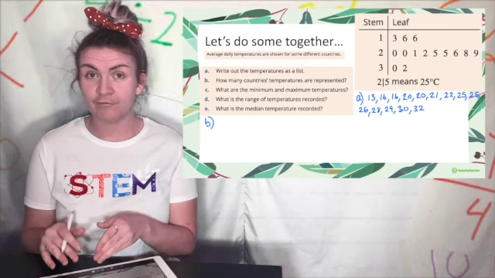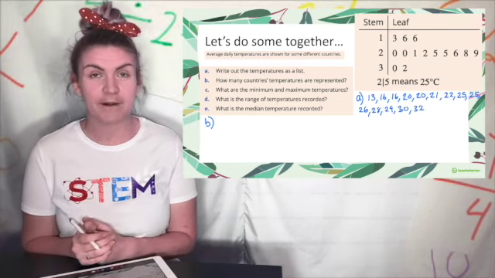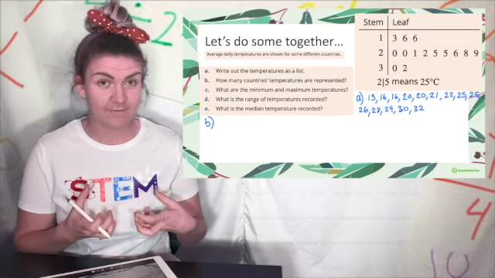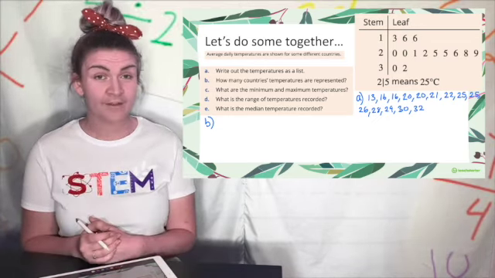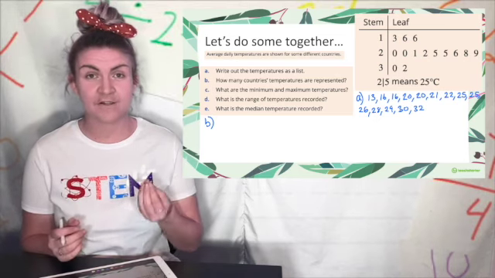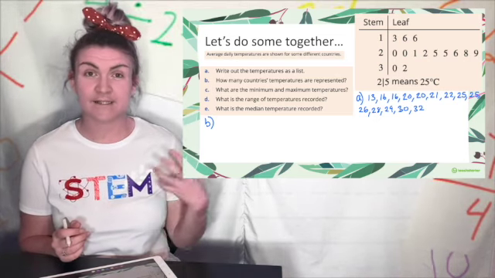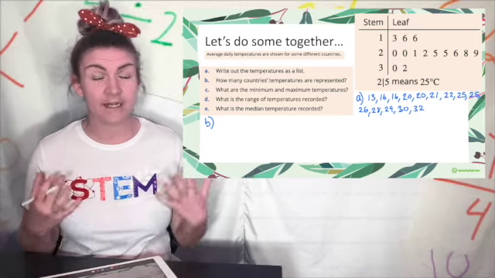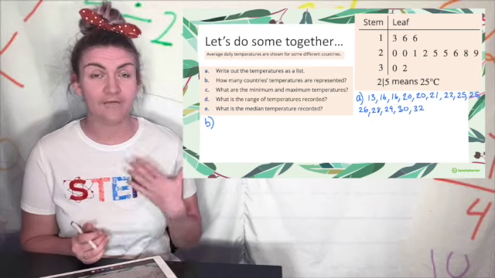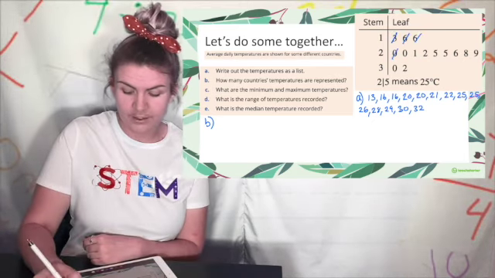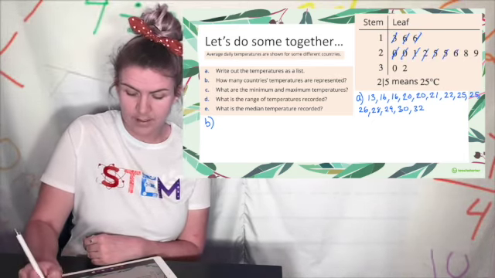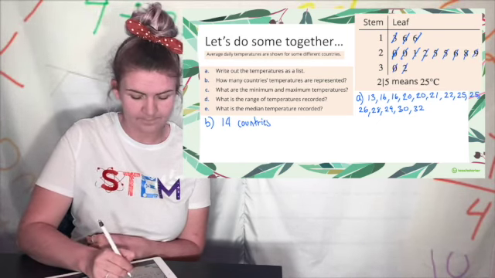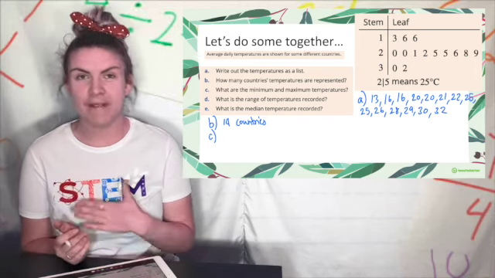Now, I know we have written out a list of all of the values, but I really want us to do these next questions from the stem and leaf so we can learn how we can get this information from the actual graph. When we think about it, the stem is just the first number, whereas the leaf represents the second number and represents every data point. So to figure out how many countries were recorded, we would count the number of leaves. 1, 2, 3, 4, 5. That's 14 countries.